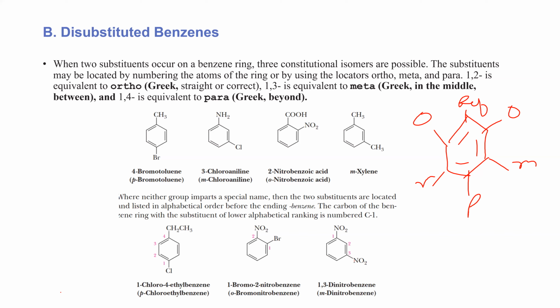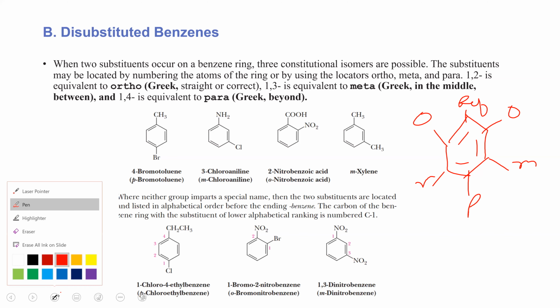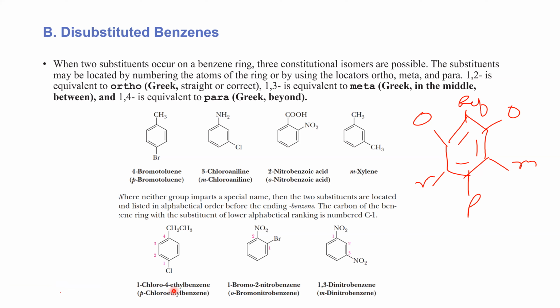Now we can see other examples, and here this is not given any special name, so you have to mention their positions and the substitution names, as we do the naming of all of the compounds in IUPAC naming. So if there are two different substitutions, then you have to number them and name them in alphabetical ranking, right? So here you can see this is a Cl and there is ethyl. So Cl has a preference alphabetically as compared to the ethyl one.